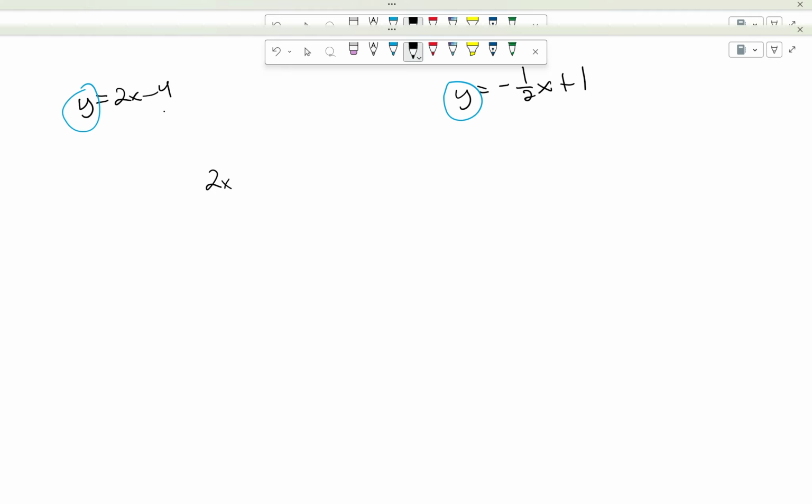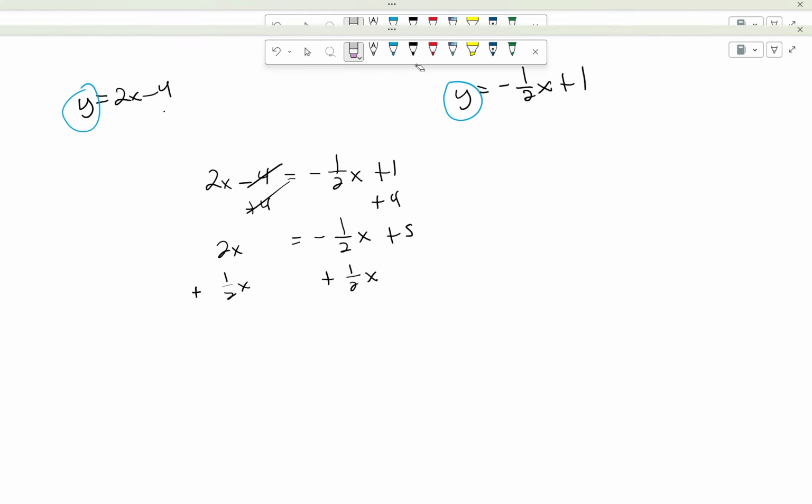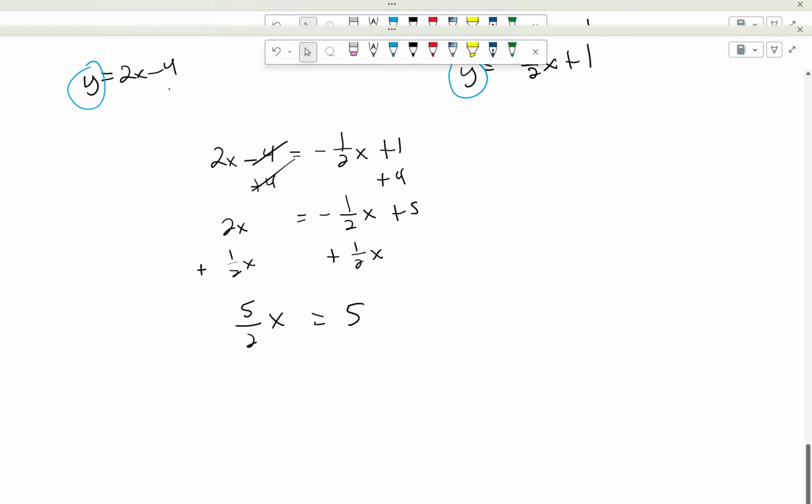So 2x minus 4 equals negative 1/2 x plus 1. All right, add 4 to both sides. So I have 2x is equal to negative 1/2 x plus 5. Let's get all the x's on one side, so I'm going to add 1/2 x to both sides. Now, here we go. Take a look at this. What's 2x plus 1/2 x? Well, it's 2 and 1/2 x, or as an improper fraction is 5/2 x, which you'll thank me in a moment why I actually put it as an improper fraction, because let's go ahead and solve.